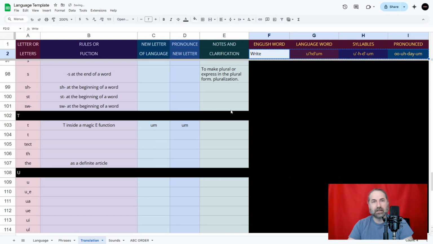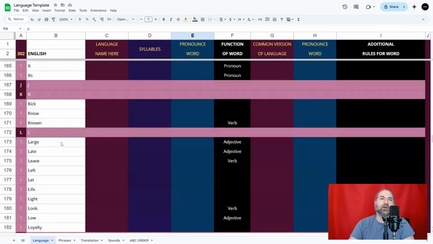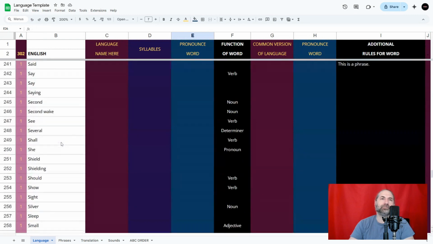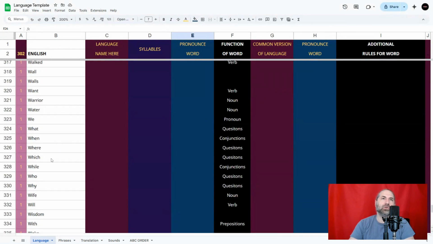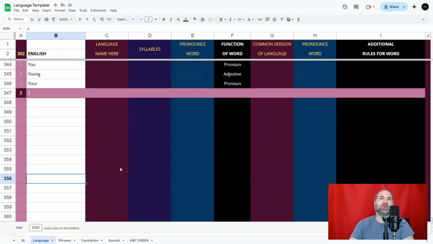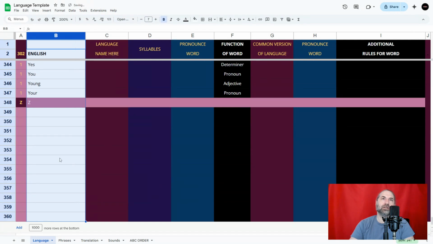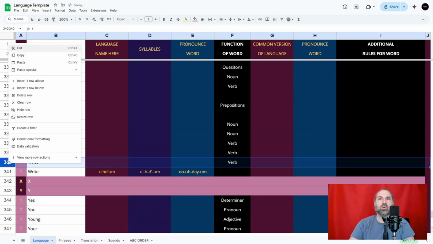So then what I do is I take this and go to the language and find right. Now, right might not be here, by the way. Oh, it is here. Great. If it wasn't here, I would just put it here, go up here and do this, and it automatically puts it in alphabetical order. And then I do this so I know how many words I have.